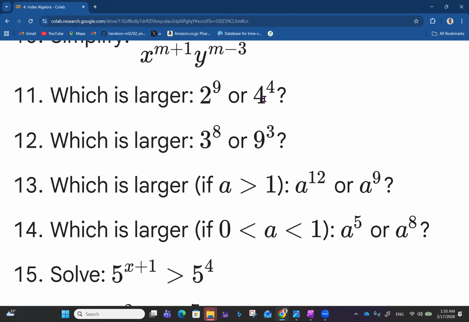So 2 raised to power 9 is larger than 2 raised to power 8. 4 raised to power 4 is simply 2 raised to power 8. Then which is larger again? 3 raised to power 8 or 9 raised to power 3. So this is 3 raised to power 3. So that'll be 3 raised to power 9. So 3 raised to power 9 is larger than 3 raised to power 8.